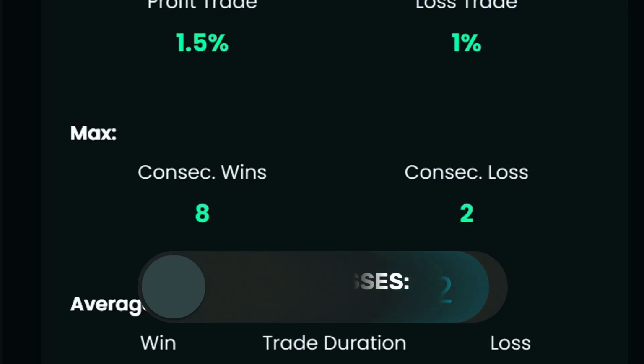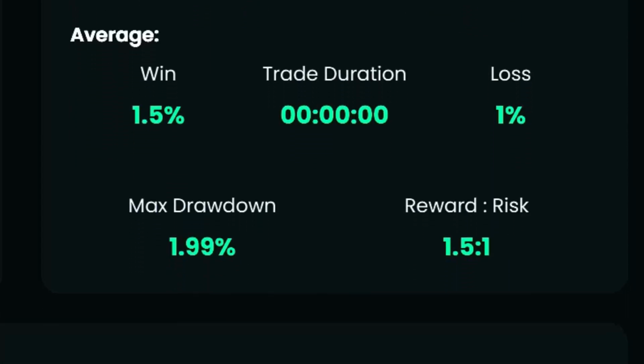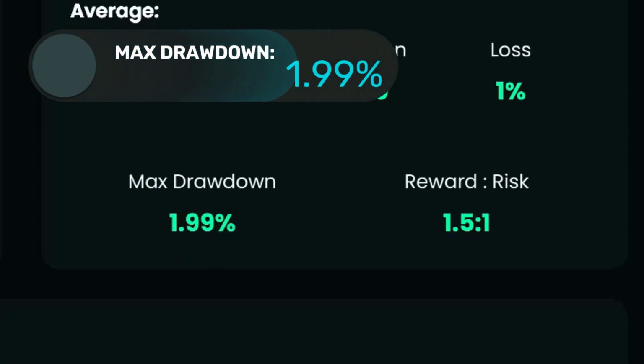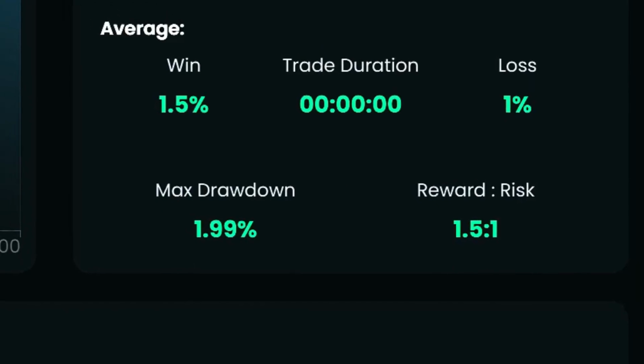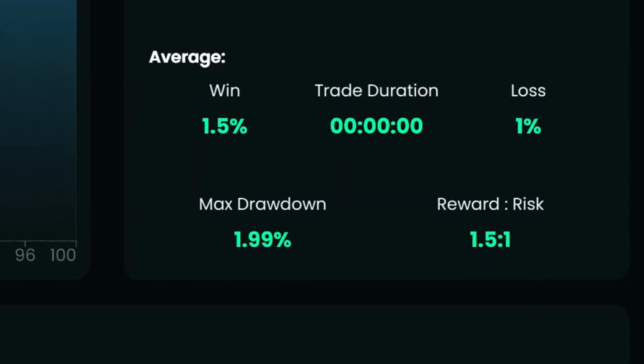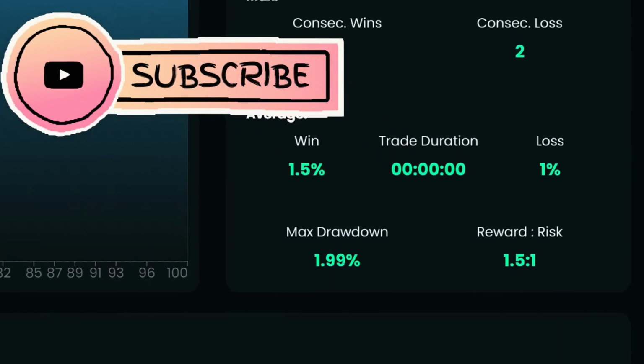Additionally, in terms of risk management, the drawdown was a mere 1.99%. This low drawdown highlights the strategy's potential to generate substantial profits while keeping risk within acceptable limits. By examining these backtesting results, we gain valuable insights into the strategy's strengths and its ability to deliver consistent profits.